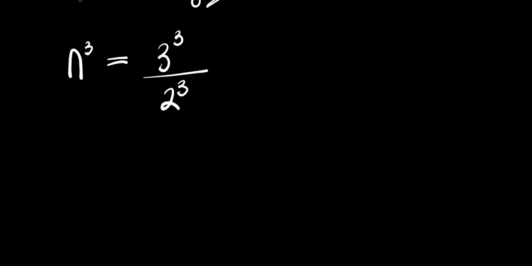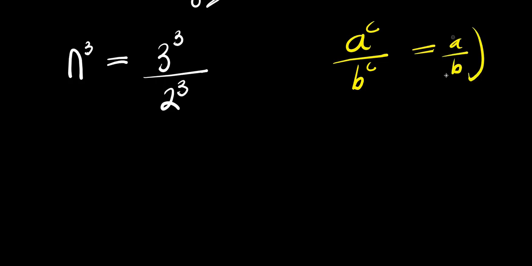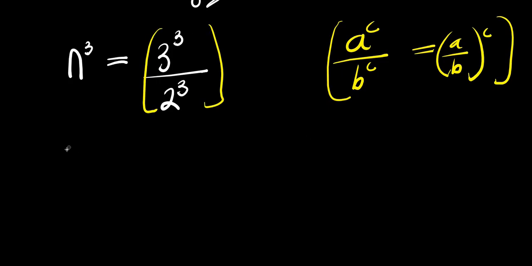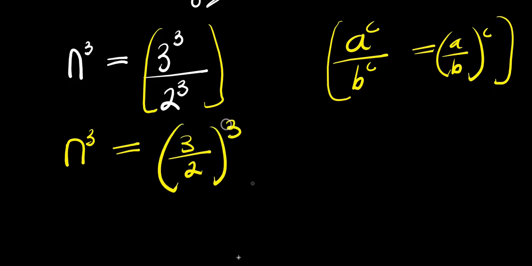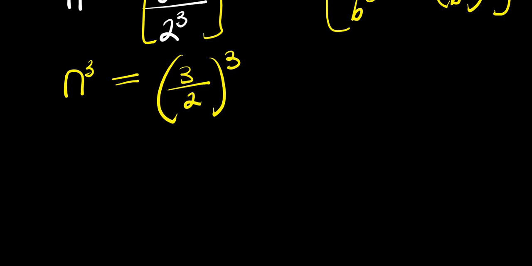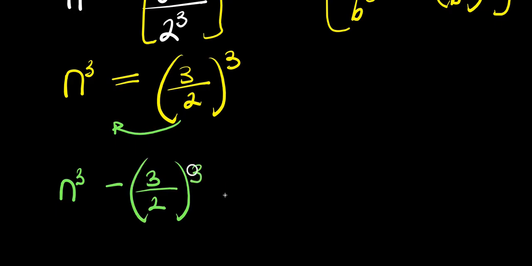Now, let's consider this identity again. If you have a power c divided by b power c, this equals a divided by b raised to the power of c. So we apply the same identity here. We are going to have n power 3 equals 3 divided by 2 raised to the power of 3. And from here, we can notice over here, it becomes minus. So we have n power 3 minus 3 divided by 2 raised to the power of 3.